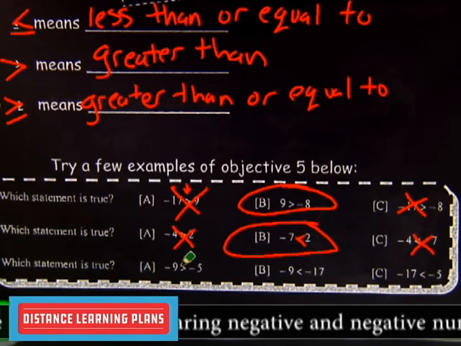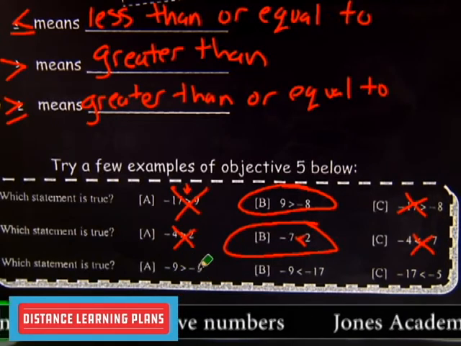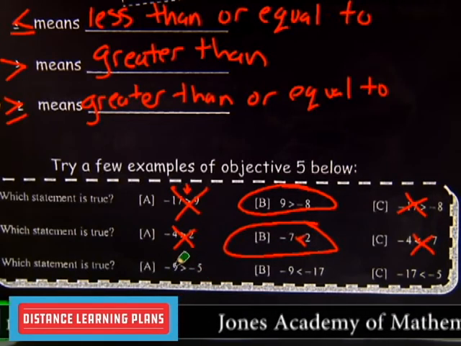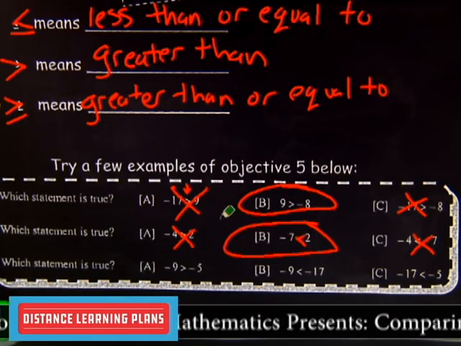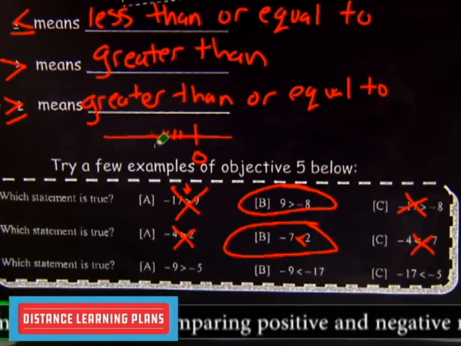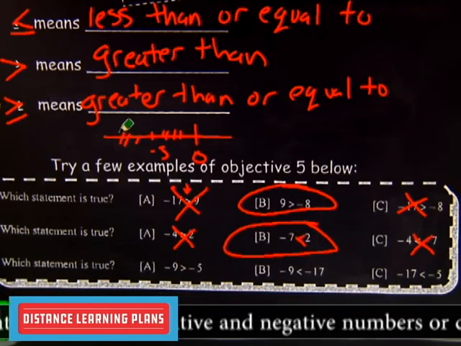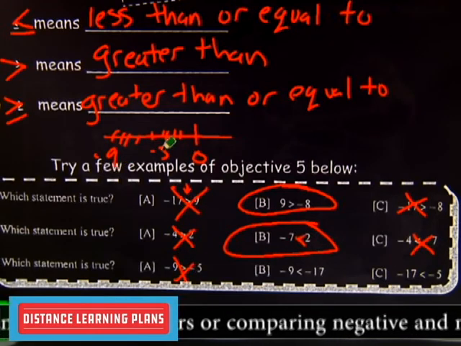Right, negative 9 greater than negative 5. Well, 9 is greater than 5. But what about negative 9 and negative 5? Is it to the greater numbers or to the right? So is negative 9 to the right of negative 5? 0. Negative 5. Negative 9 to the right of negative 5? No. All right.